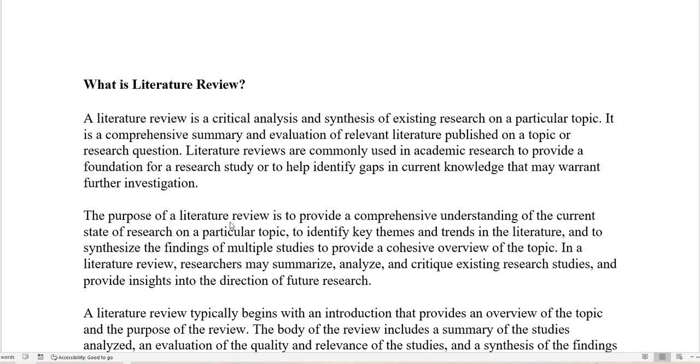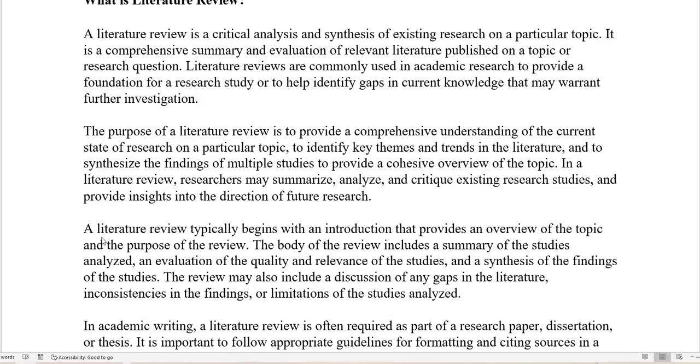The purpose of a literature review is to provide a comprehensive understanding of the current state of research on a particular topic, to identify key themes and trends in the literature, and to synthesize the findings of multiple studies to provide a cohesive overview of the topic. In a literature review, researchers may summarize, analyze, and critique existing research studies and provide insights into the direction of future research.